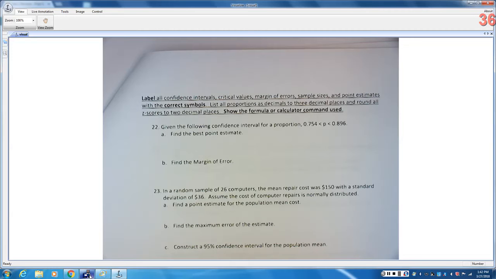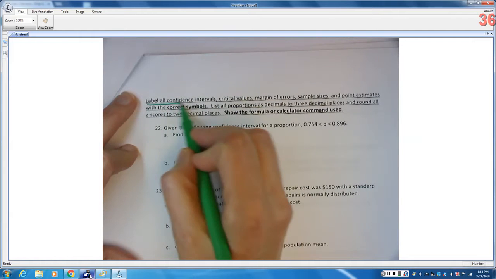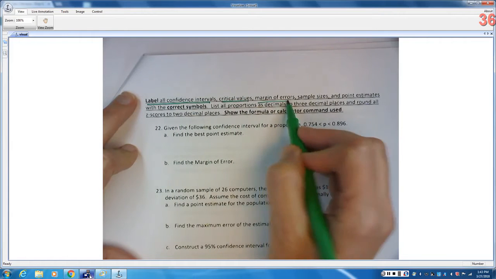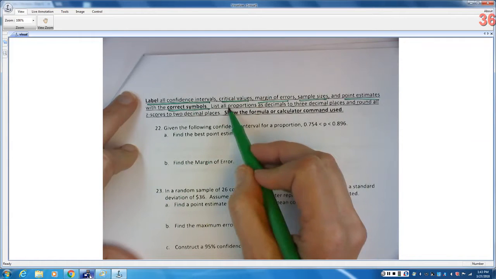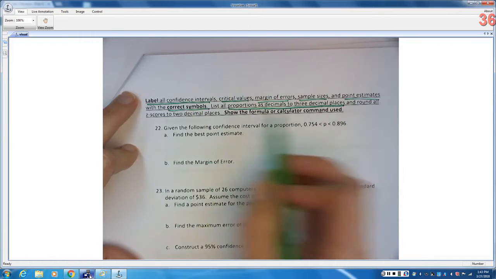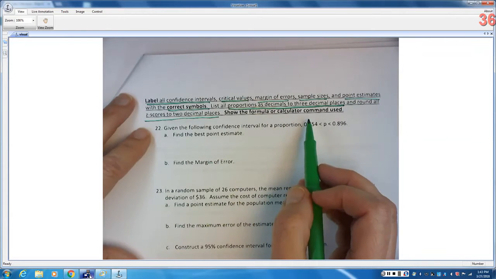In chapter 6, you put your chapter 6 hat on, you're given population means and standard deviation. Chapter 7, you put your chapter 7 hat on, you're not given population means and standard deviation. You're trying to find those. Sometimes you're given a population standard deviation. We're going to label all your confidence intervals, critical values, margin of error, sample sizes, point estimates with the correct symbol. List all proportions as decimals to 3 places, round z-scores to 2 decimal places. Show the formula or calculator command used.